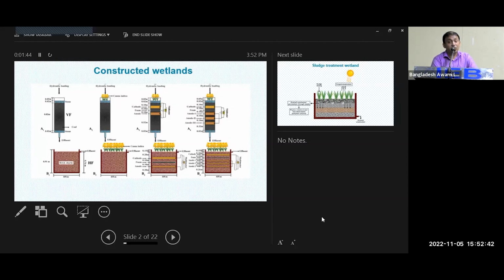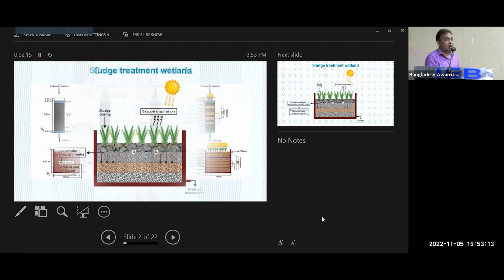But again, for the macro pollutants, for example nitrogen, BOD, COD, or solids, the main customer is bacteria. Whereas for phosphorus, the media plays an important role. And for metals, media and plants, because metals in a wetland system are removed by physico-chemical processes.